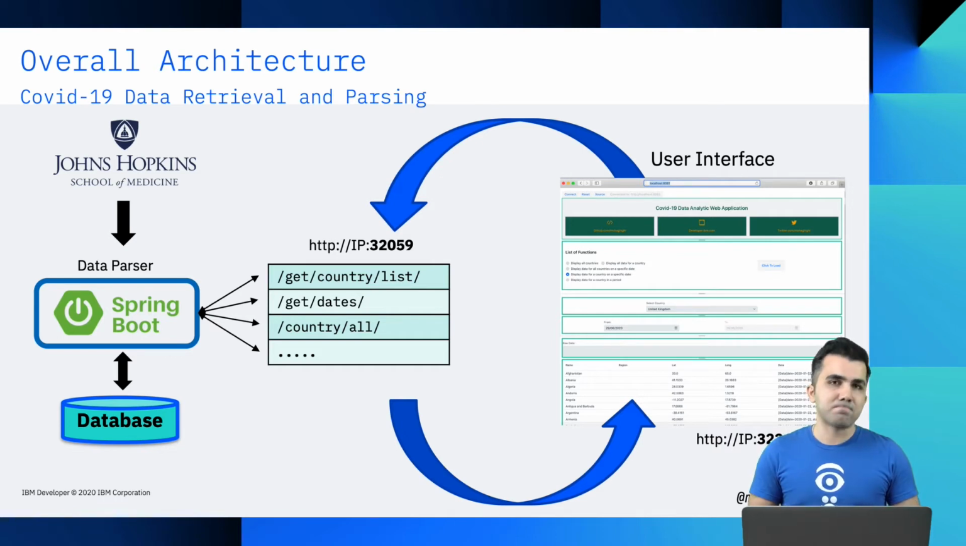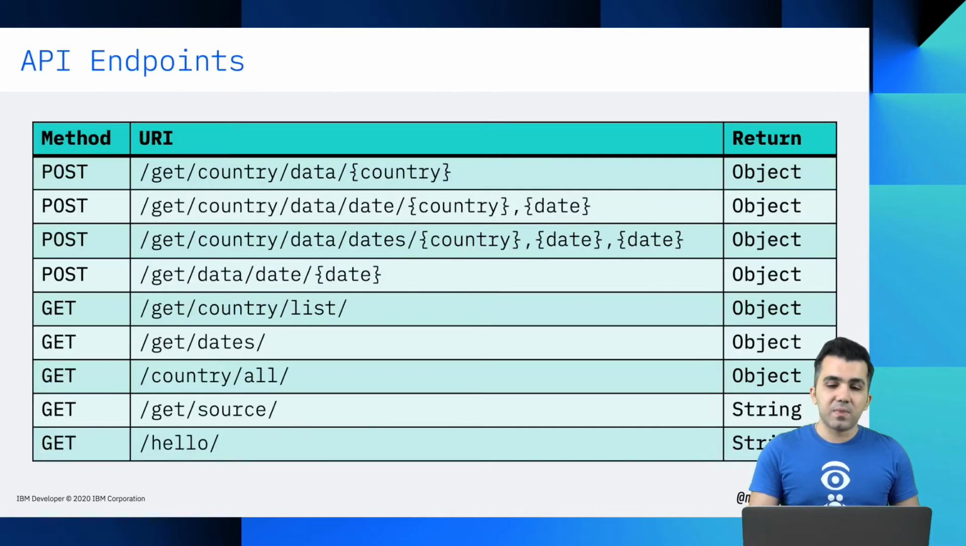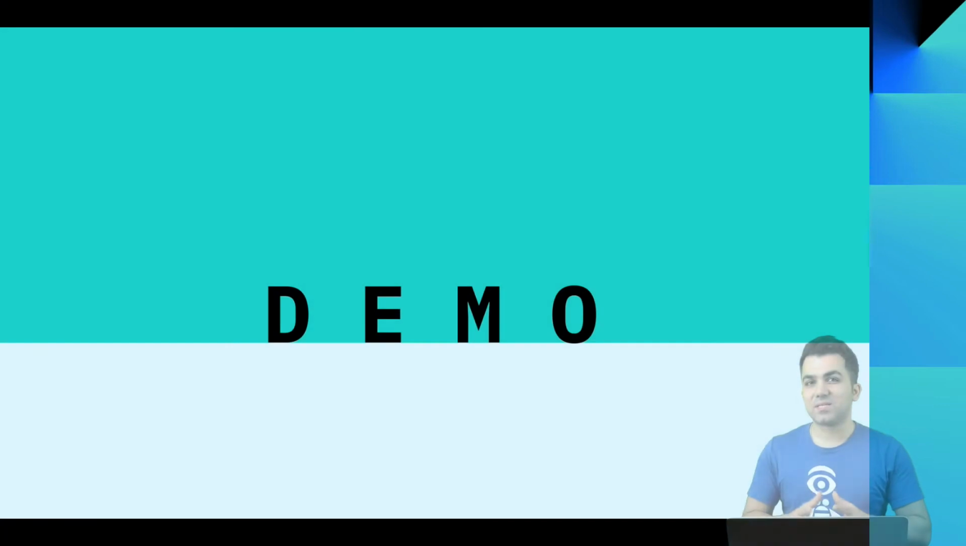As you can see from the slide here, data is fetched from Johns Hopkins University's repo, which is an authentic source of COVID-19 data, and is stored in our local data repository. Here's a list of sample API endpoints, and we'll test them out shortly. So now let's take a look at our application deployed and up and running on OpenShift on IBM Cloud.